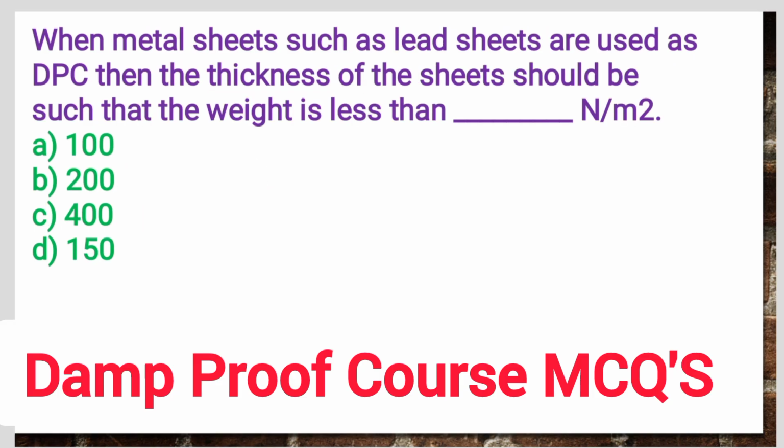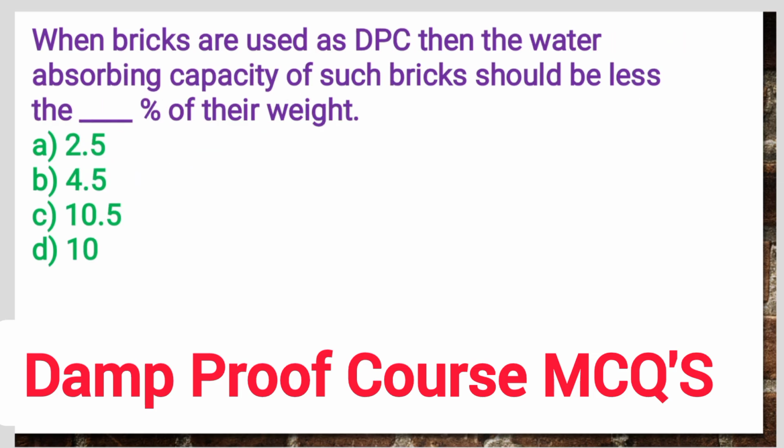Next question, when the metal sheets such as lead sheets are used as DPC, then the thickness of the sheet should be such that the weight is less than dash Newton per meter square. Option A 100, option B 200, option C 400, option D 150. So the correct answer is option B, 200 Newton per meter square. Next question, when the bricks are used as a DPC, then the water absorbing capacity of such brick should be less than dash percentage of their weight. Option A 2.5, option B 4.5, option C 10.5, option D 10. So the correct answer is option B, 4.5 percent.